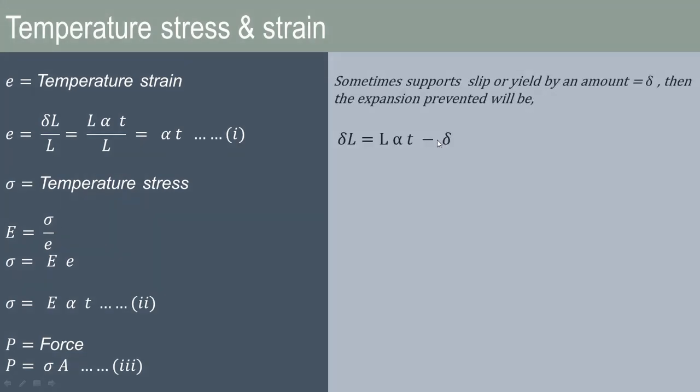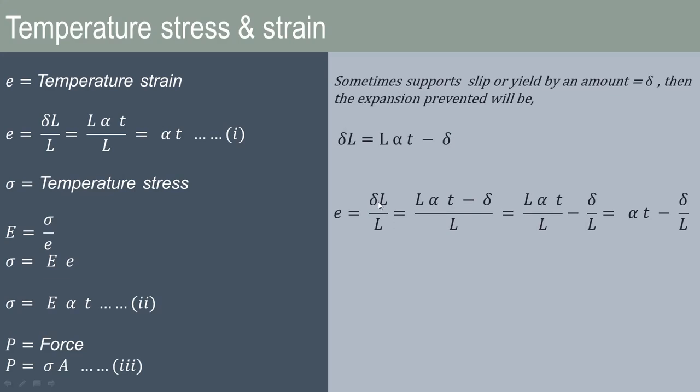Now sometimes the support slips or yields by an amount delta. Then the expansion prevented will be equal to L alpha T, that is the free expansion, minus the yielding of that support because of the external force. Yielding means slight deflection which will be there. So L alpha T minus delta will be the value of delta L.